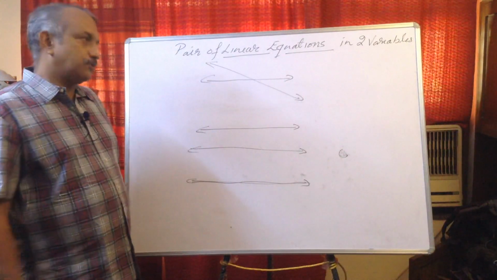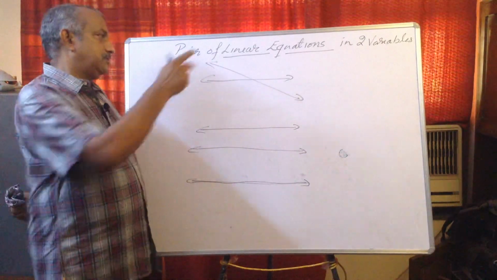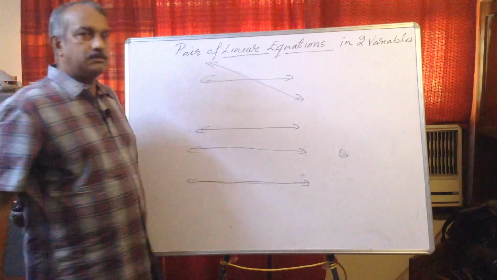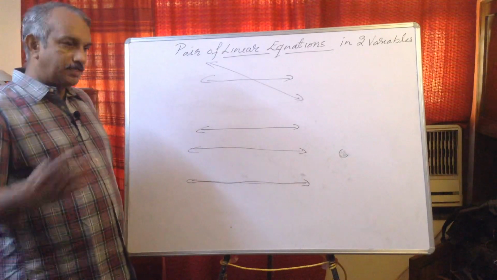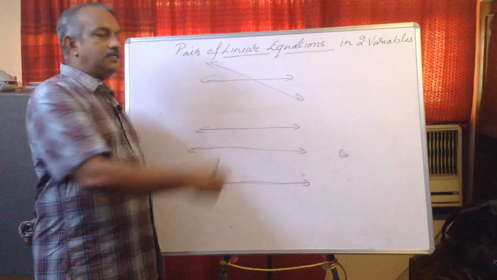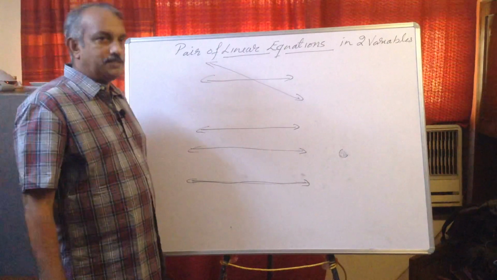So if we draw two lines in a plane, there are three possibilities. They may intersect at a point, they may be parallel, or they may be coincident. So three cases. Now in the case of the graph of a pair of linear equations also, these possibilities are there, because both the equations represent a line.